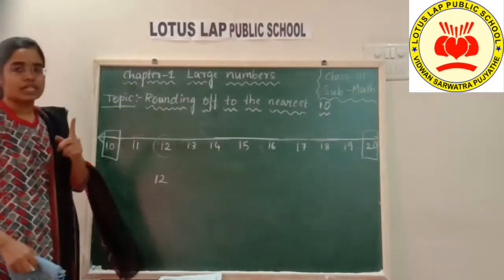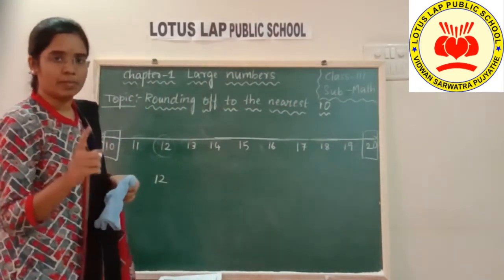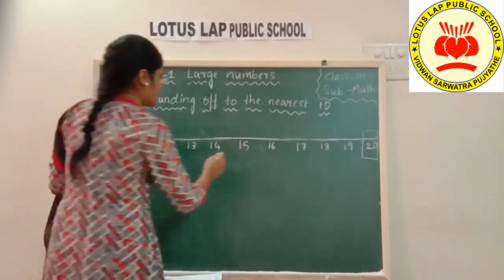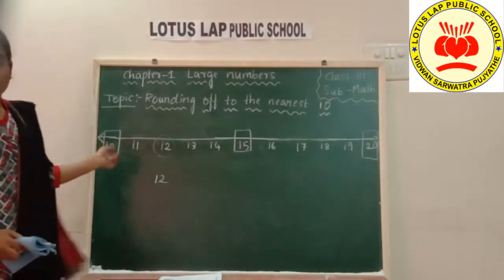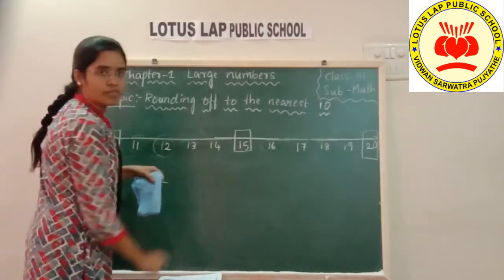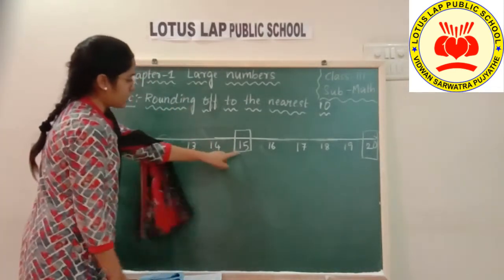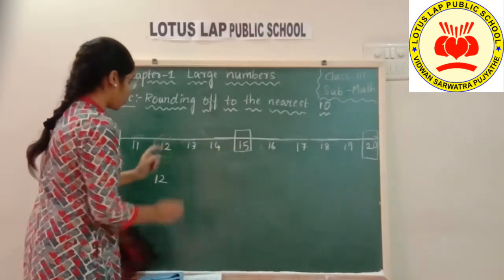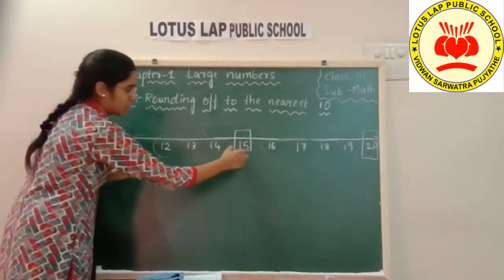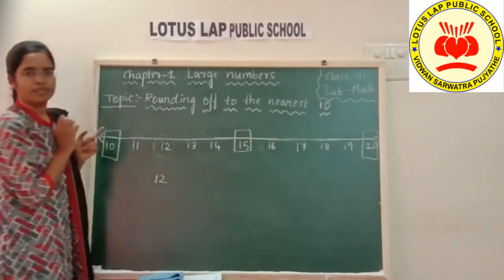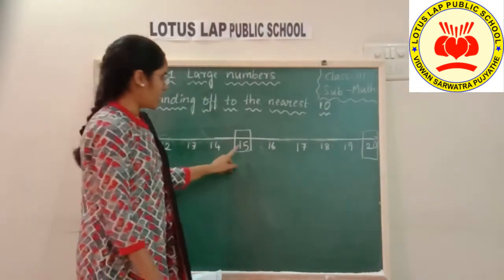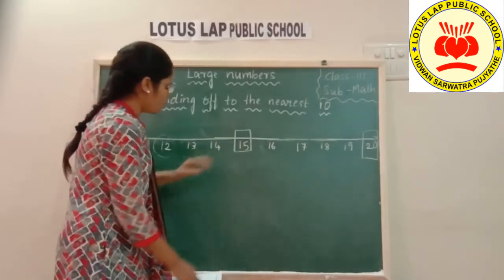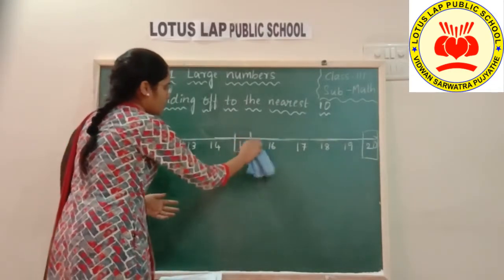For this, first we need to take a reference value, that is 15, as 15 is exactly in the middle of these both values. Now, by seeing this 15, we first need to observe whether 12 is after 15 or before 15. So here we are having 15. Why only 15? Why not any other number, children?